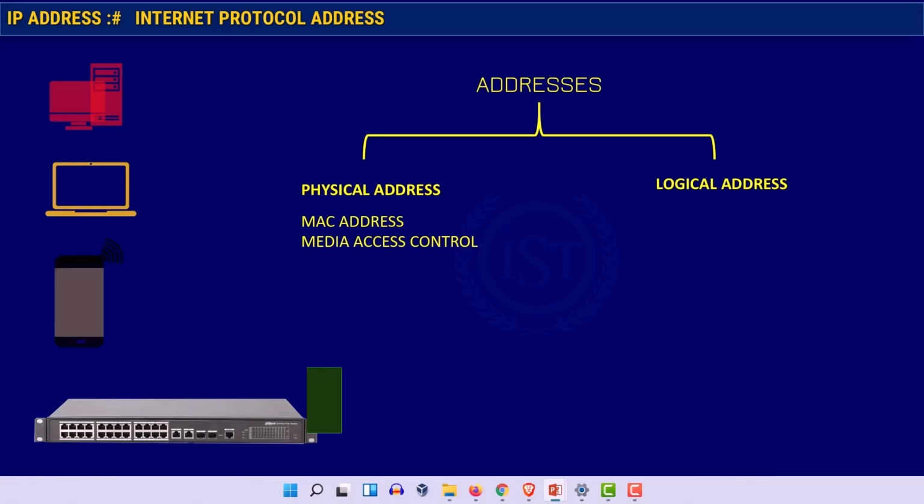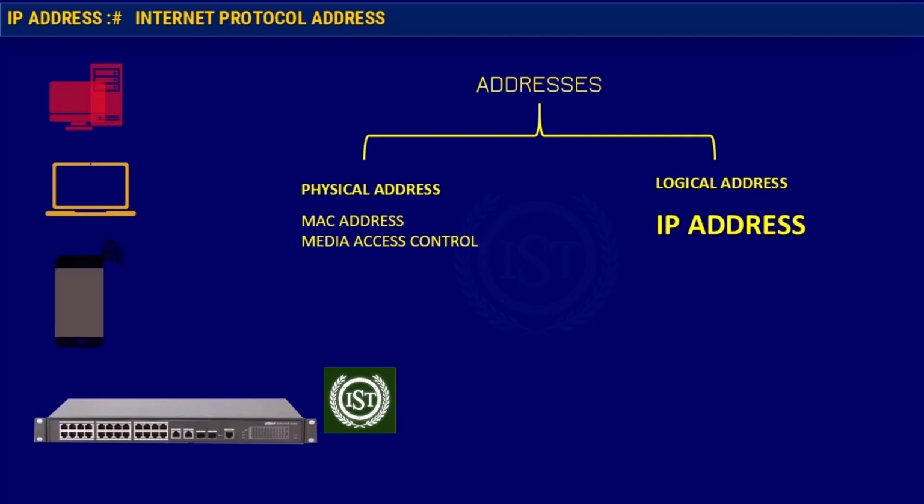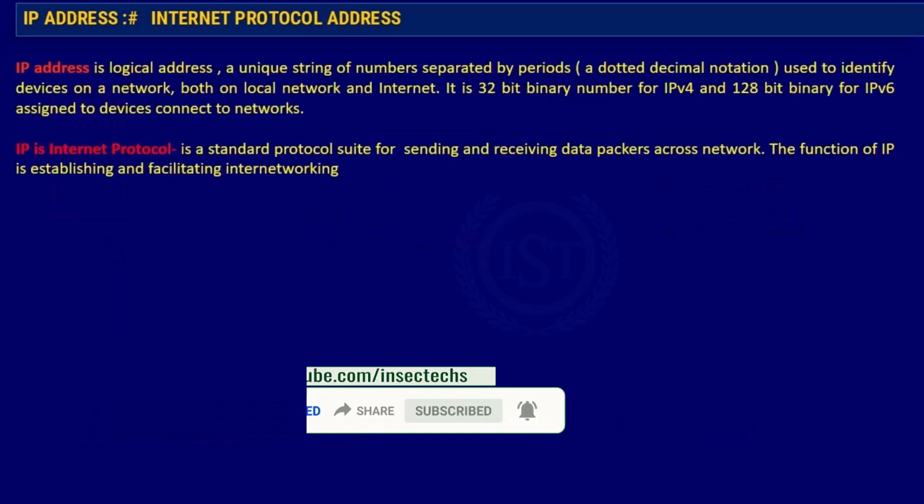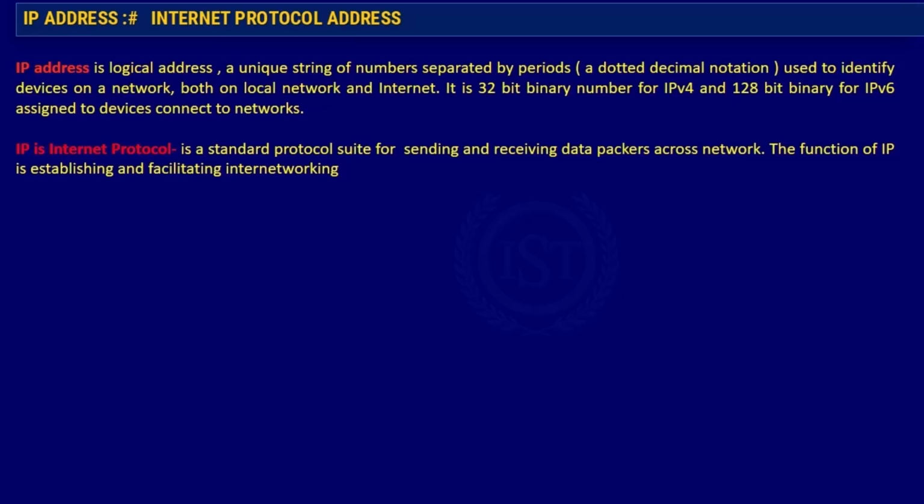So what is the IP address? IP address is a logical address. It is a unique string of numbers, basically binary numbers that are separated by dots, also called periods, and it is used to identify devices on IP network, both on private networks and public network, that is internet. So IP is a 32-bit binary number for IP version 4 and is a 128-bit binary number in the version IPv6. When we say IP stands for Internet Protocol.